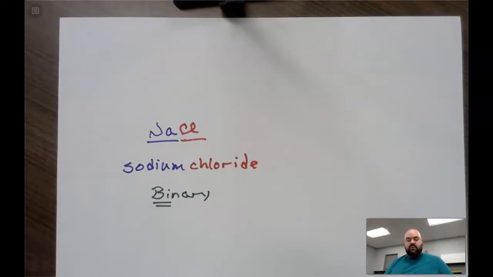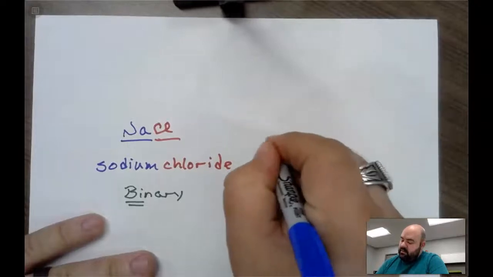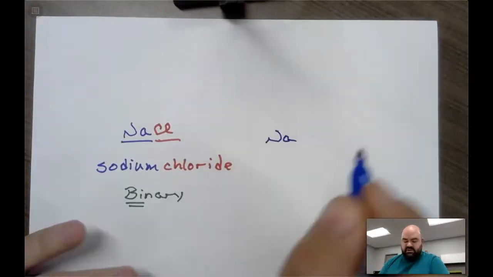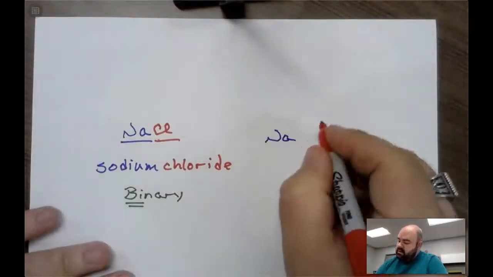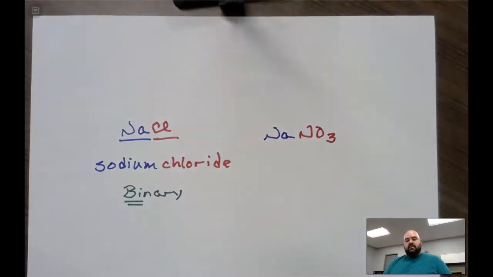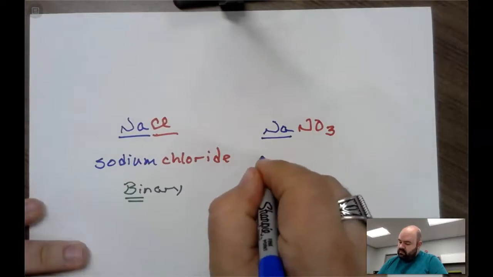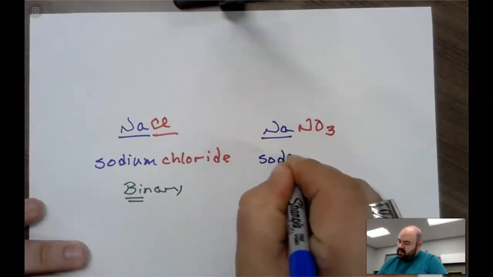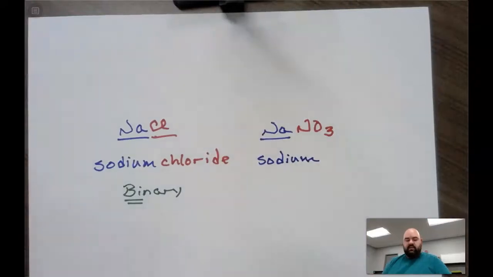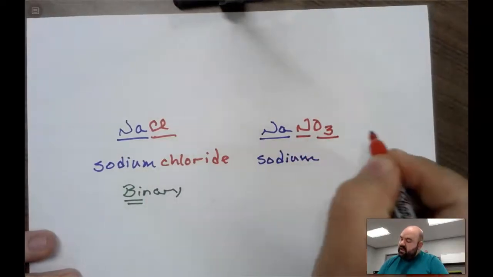But there are, of course, countless possible compounds in the universe. In fact, this is a particularly important compound if you have a heart condition. Sodium, and then NO3. Now, what's different about this one is it has sodium, which we know, but instead of having just two elements in it, it has three. It has nitrogen, and it has three oxygens.